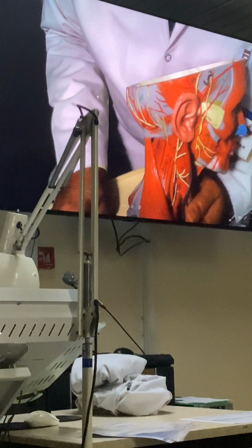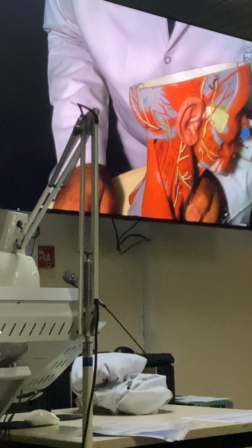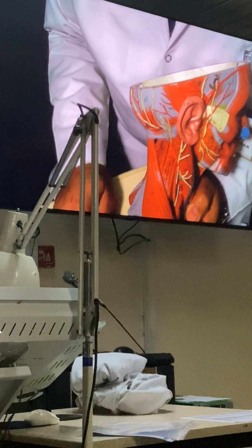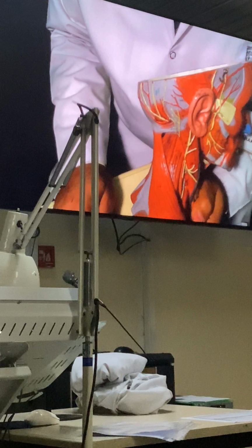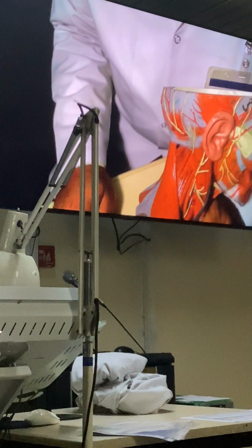Our session today is an addition to the previous lab, which was titled Posterior Triangle, because we have only one sample to demonstrate the following structures. This sample shows you the posterior triangle.